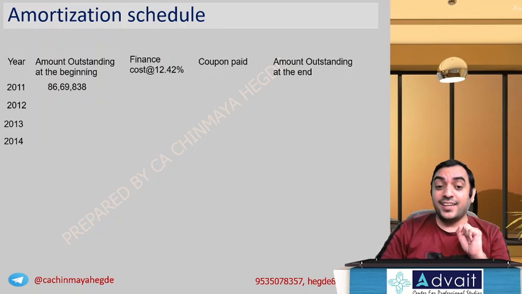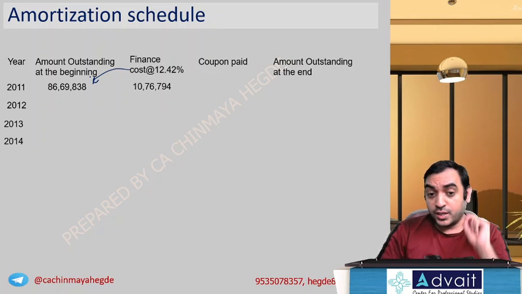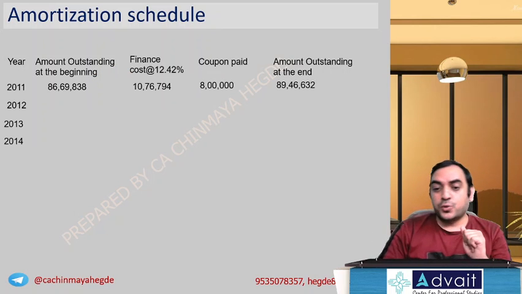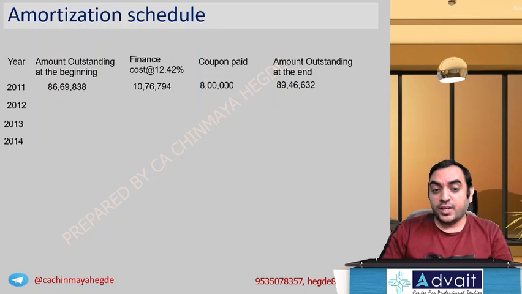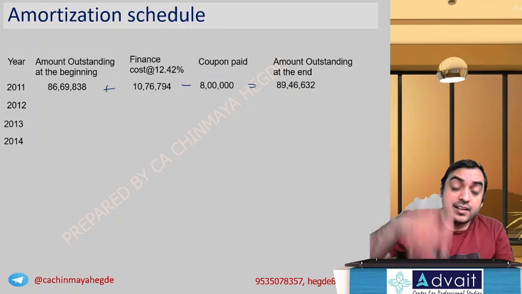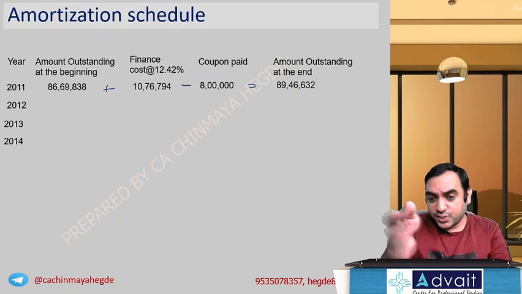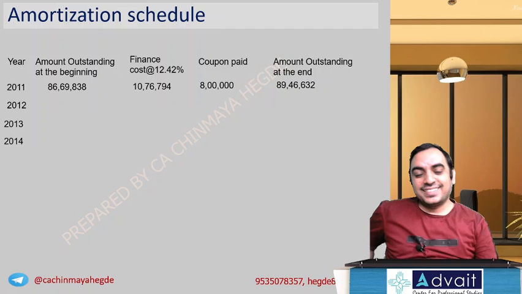Amount outstanding at the beginning, then finance cost at 12.42%, the revised number, 10 lakh 76,794. Coupon is anyway paid, 8 lakh. Amount outstanding at the end: 8,94,632. That is 86,69,838 plus 10,76,794 minus 8 lakh, which gives you 8,94,632. Interest got added. The payment means the liability will reduce, so subtract it. Like this, please write. See if you're able to get the point.